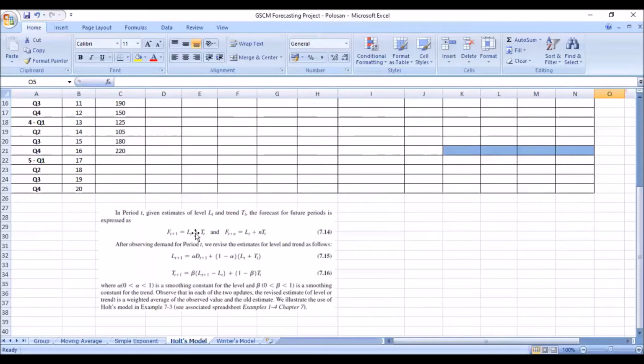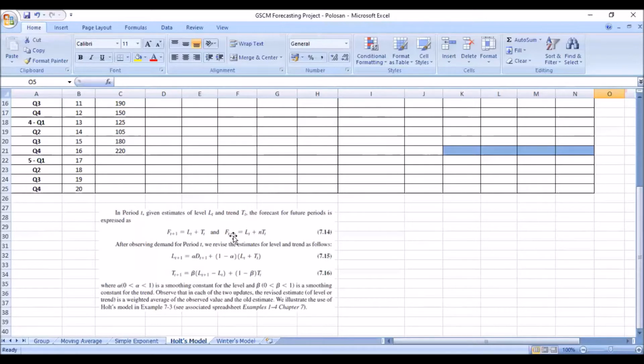And after we have found every level and trend, we're just gonna find the forecast using the formula forecast equals level plus trend. That is, F(t+1) equals Lt plus Tt, which means the current forecast of a period is based on the level and trend of the previous period.